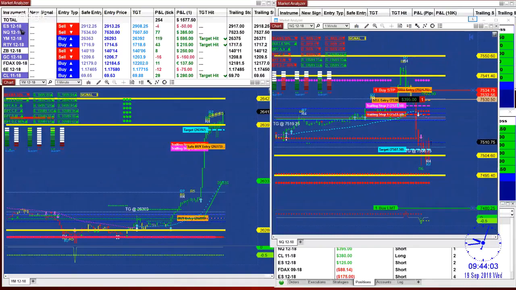Right now we have a new entry signal. It's a 2913.25 entry price, and 2908 is your target.